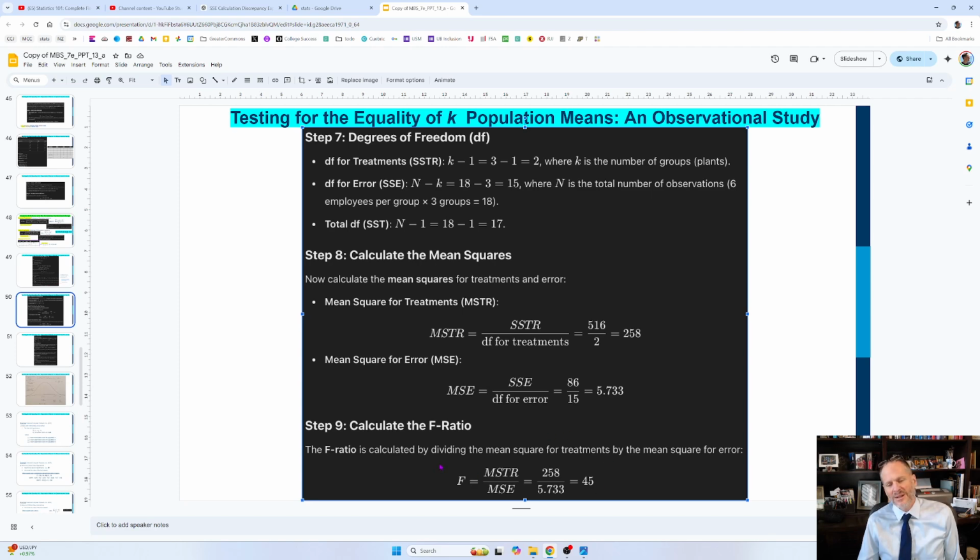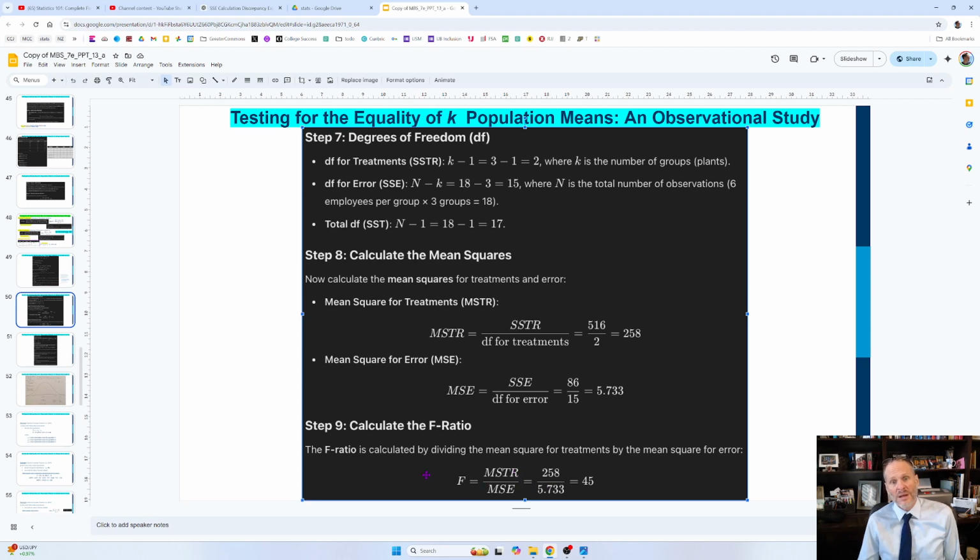But I'm going to ask you the question, then I'll pause the video until the blower stops. MSTR over MSE, Mr. Mouse, okay? That's your mnemonic device. Mr. Mouse: which one of these is between treatments and which one is within treatments? So pause the video and answer that.